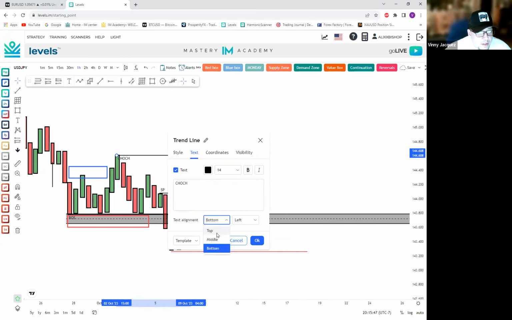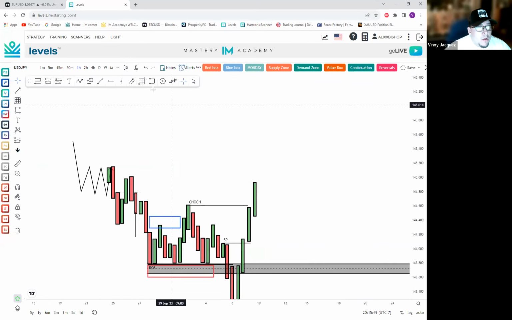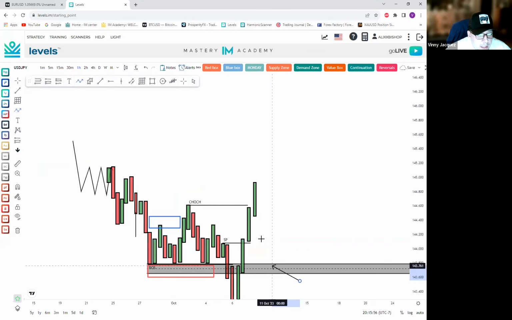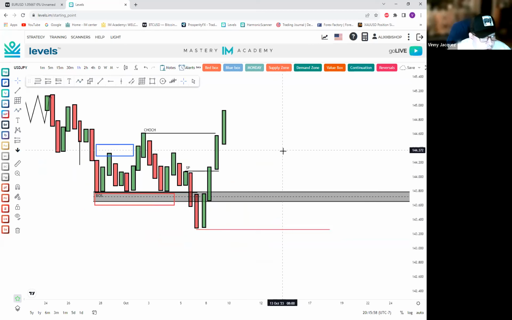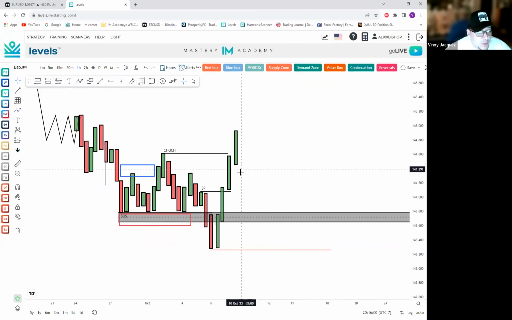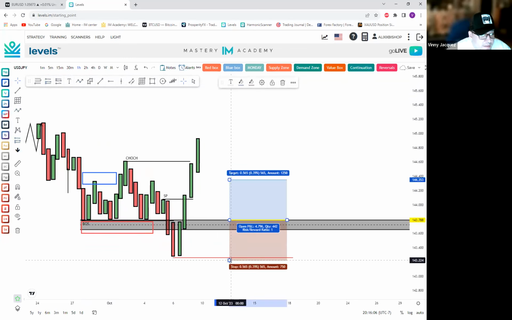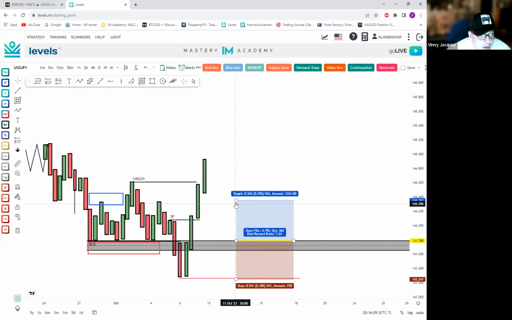Change of character to the upside. Market was heading down, and it changed direction, changed character, and started heading up, right? So if you're looking at inverted, that's what you're seeing. So boom, we have the setup here. Yes, this is a drawing, big stop loss.